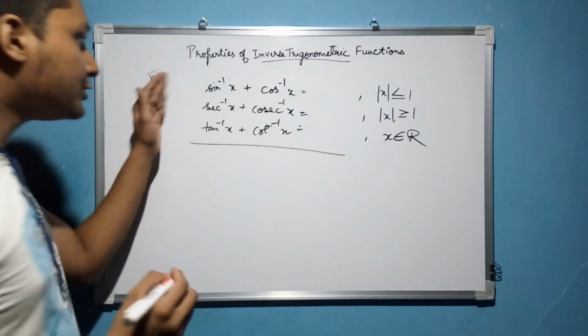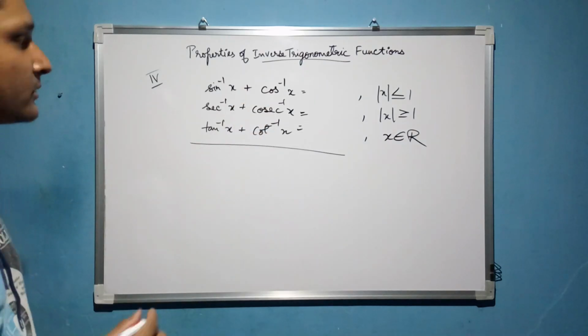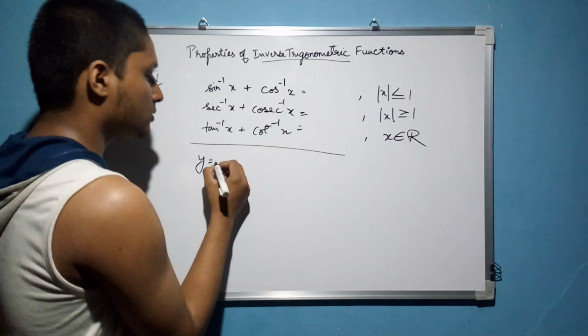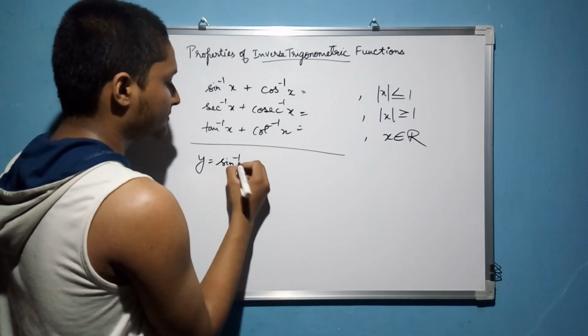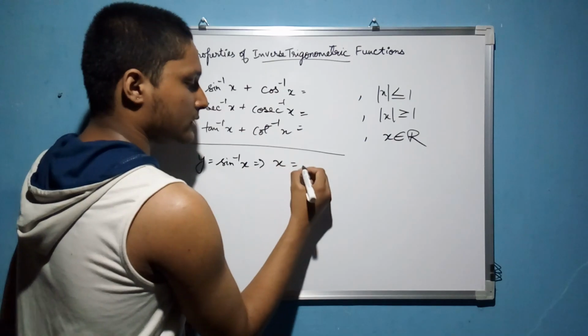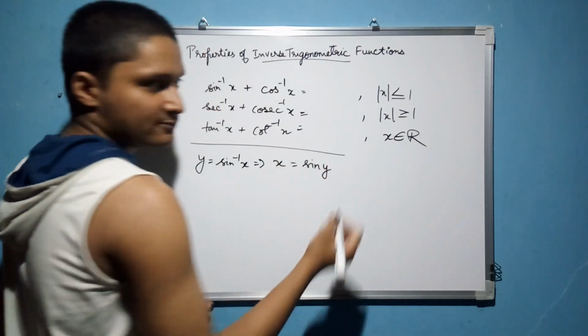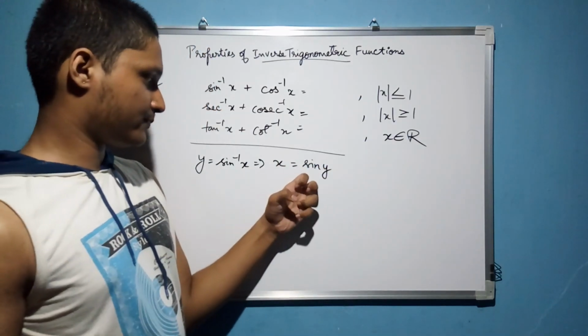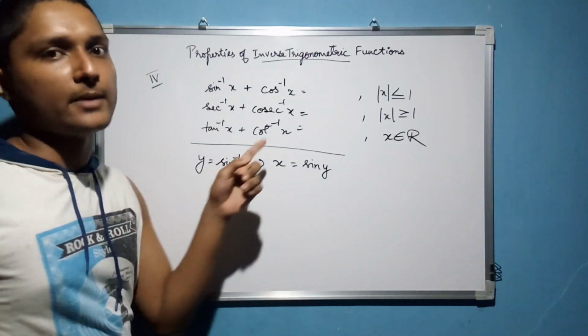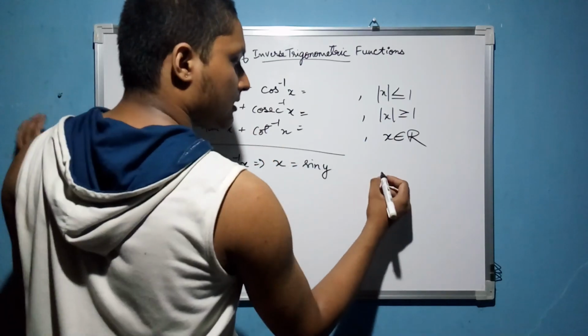So how do you need to find the sum of these two? Okay, let me take y equal to sin inverse x. Therefore x is equal to sin y. That much we know. So I can consider the sine of something as pi by 2 minus cos of that thing.